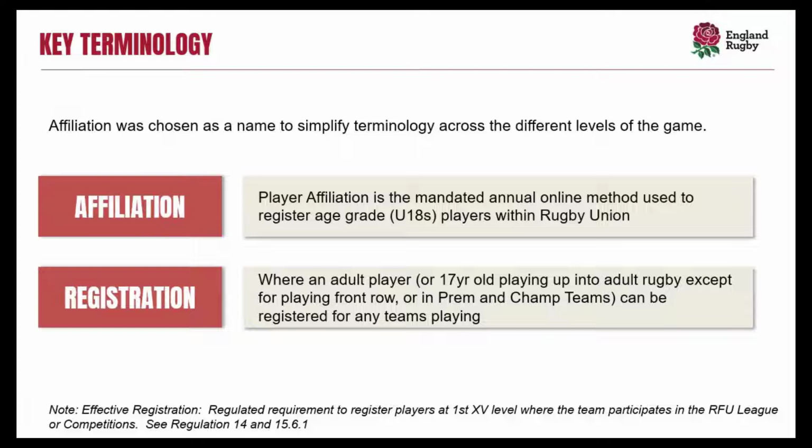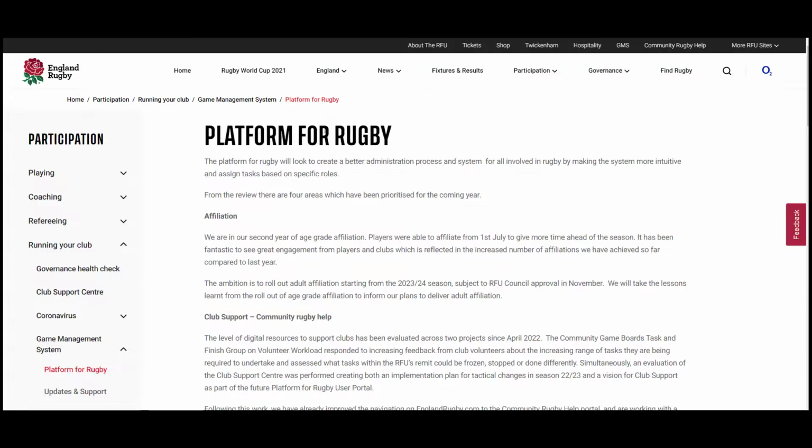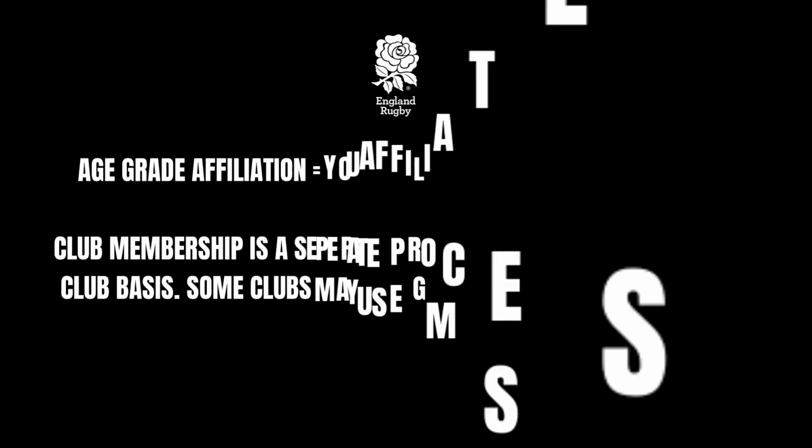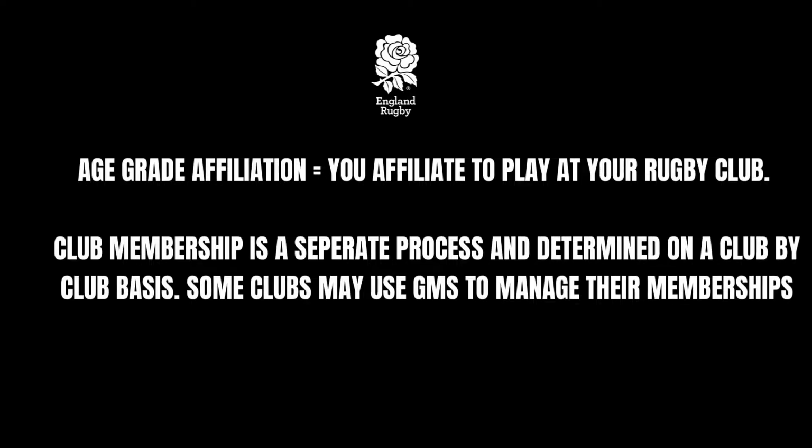As adult player affiliation is voluntary this season, if a player is effectively registered, you should not affiliate them or encourage them to affiliate if an effective registration is in place for the player. Please see the help portal guides for further information on adult and age grade affiliation and our platform for rugby for direction of travel. A reminder that membership and affiliation are not linked and are two separate processes which must be completed by the parent or player or club if the club utilises GMS for memberships.